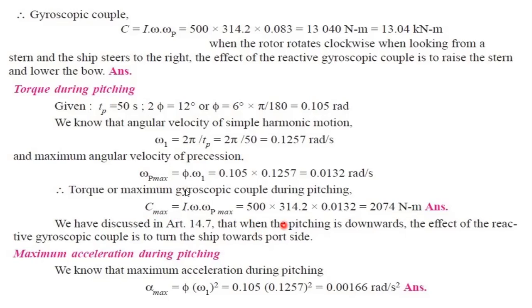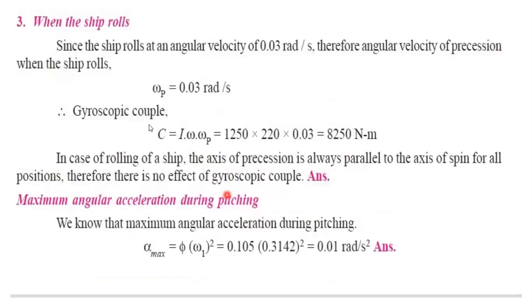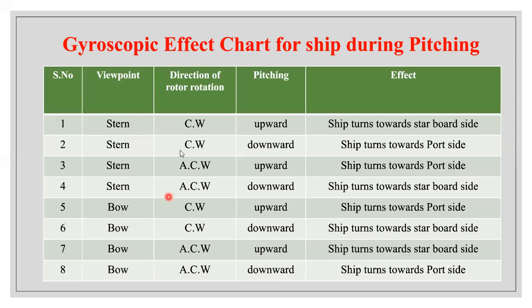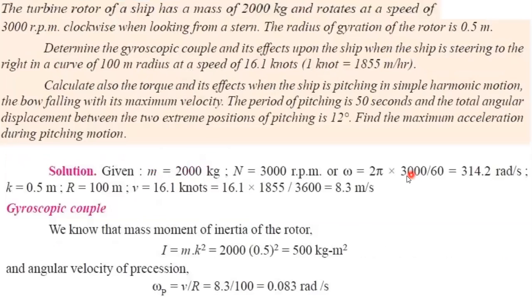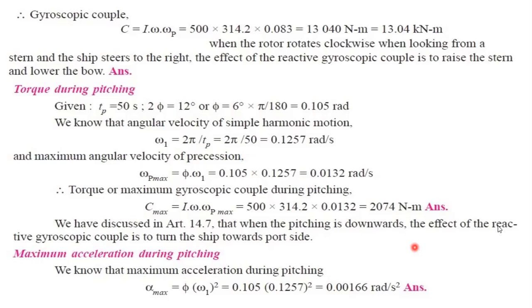Now from the tabular column, when pitching is downwards and the ship turns, listen, go to the tabular column. It is looking from the stern, clockwise, and downwards. So automatically the ship turns towards the port side. The effect of the reactive gyroscopic couple is to turn the ship towards the port side.